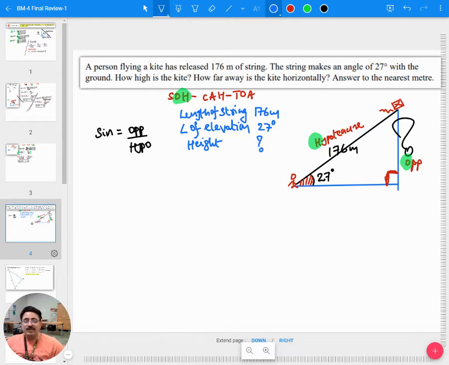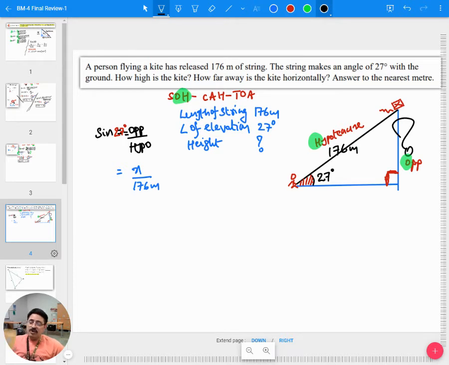Okay, now let's plug in these values. Opposite side we don't know, so let it be x. What is the hypotenuse? It is given that 176 meters. And here it is sine 27. My apologies, I forgot to write the angle. So let me write here sine 27 degrees.